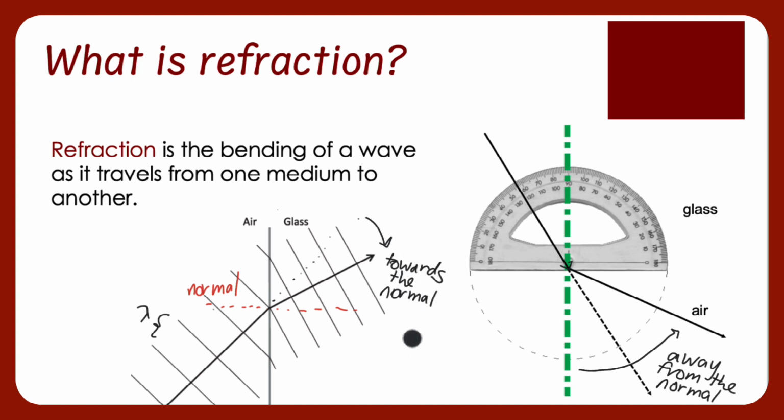Now later in the video I'll explain why in one case it bent towards the normal and the other case bent away from the normal. But it's not because I'm showing you the difference between rays and wavefronts. It has to do with glass to air, and in this case air to glass.